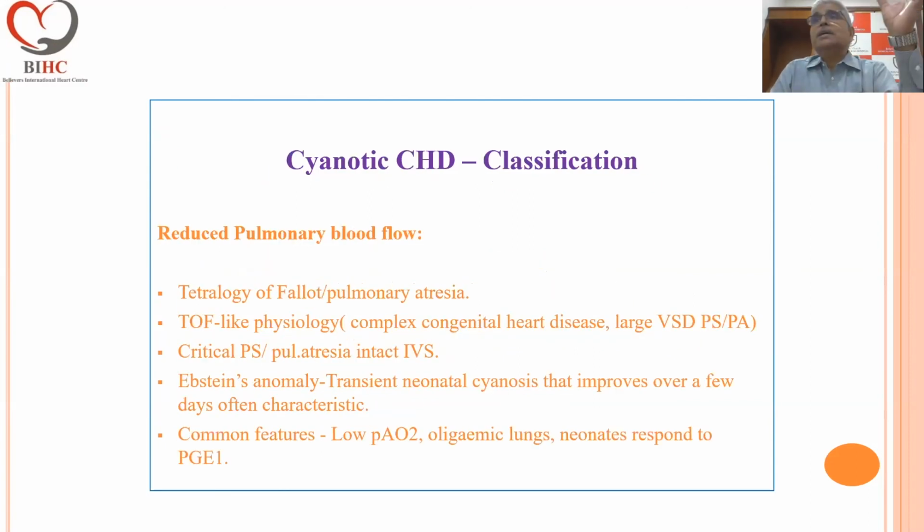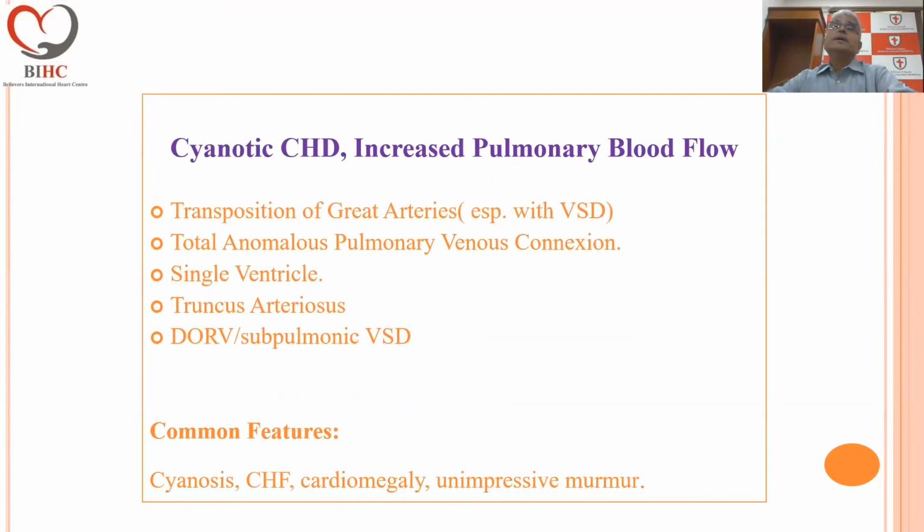This is just to tell you that cyanotic congenital heart disease is classified as having a reduced pulmonary blood flow or increased pulmonary blood flow. Tetralogy of Fallot is the prototype of conditions associated with reduced pulmonary blood flow. There are other conditions which will go along with it. The low PO2, oligemic lungs, and response to prostaglandin are features of reduced pulmonary flow situation in the newborn. The increased pulmonary blood flow situation, the best prototype is TGA, TAPVC, single ventricle, truncus; all are causes for cyanotic congenital heart disease with increased pulmonary blood flow. And they all have cyanosis, heart failure, cardiomegaly, and in general, murmurs are unimpressive.